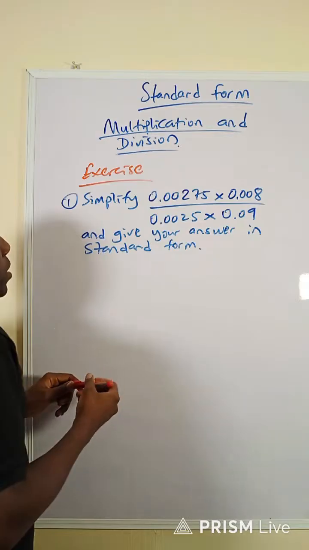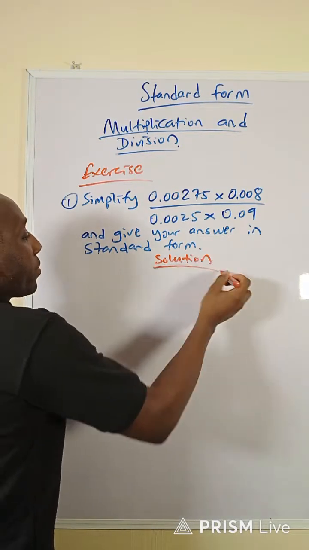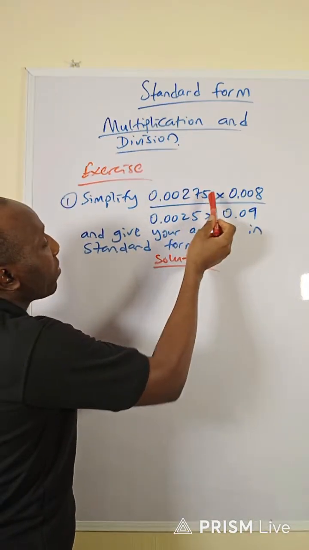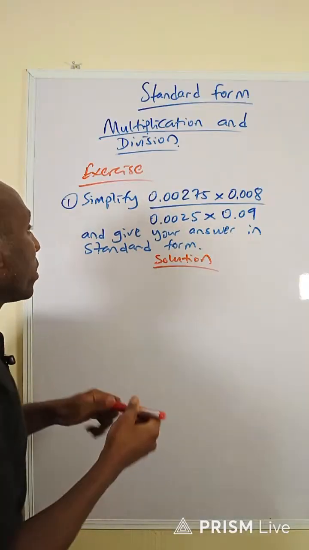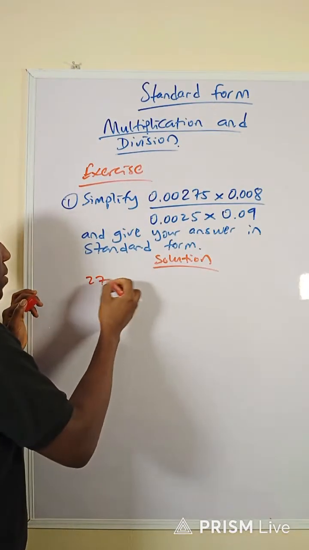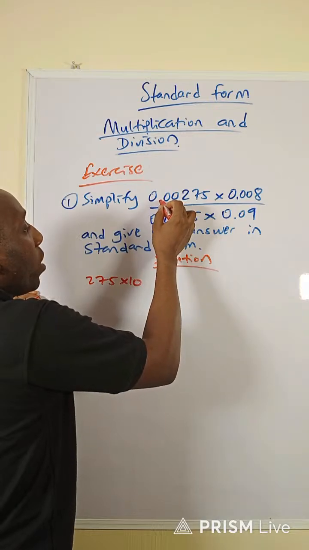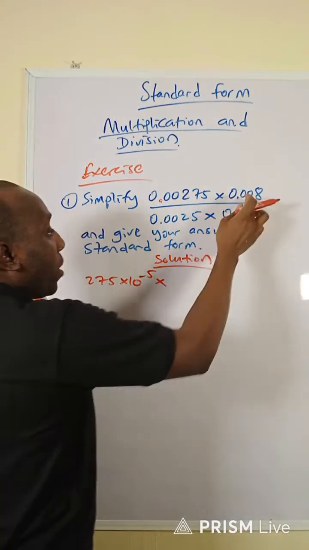Okay, so let's do it together so that we'll not spend too much time waiting. Now, this is 0.00275. I'm going to rewrite all the numbers as whole numbers. So this is going to be 275 times 10 raised to the power. Look at this decimal point. How many times will it go out? 1, 2, 3, 4, 5. So minus 5.